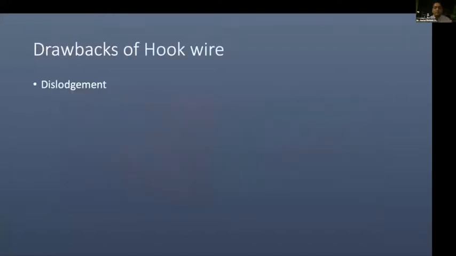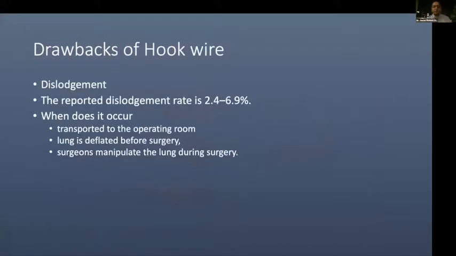The other drawback, and we've seen this in our center, is that when they place the hook wire, it is still sticking out, so they plaster it down. And sometimes when they turn the patient and put the lung down, because the wire is still plastered, we forgot to remove the plaster. When the lung comes down, it actually pulls the wire out of place, so it gets dislodged. The other happens when they actually move the patient.